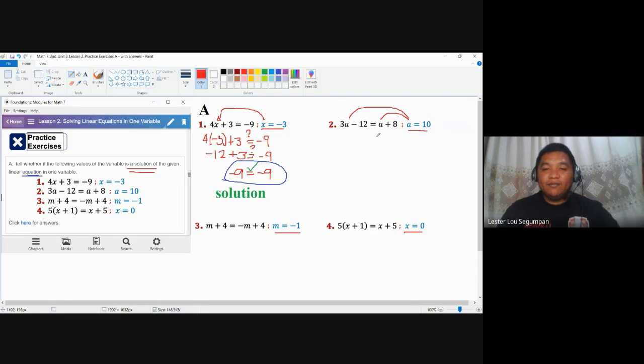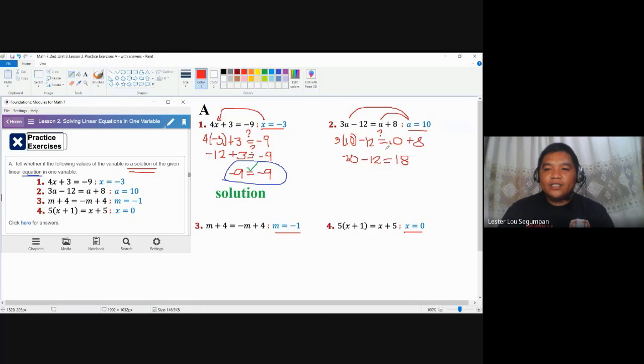That's why they still fall in one variable. To substitute, 3 times 10 minus 12, the equal sign will bear a question mark because we are still on the process of determination. And then you have here 10 plus 8. 3 times 10 is 30 minus 12. The other side will be 18.